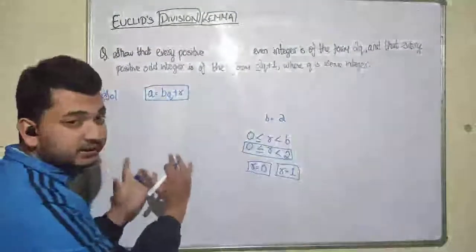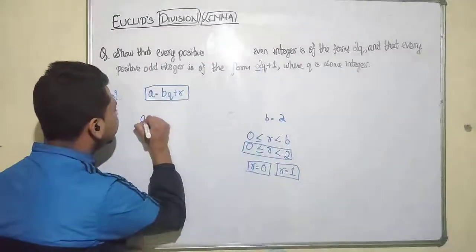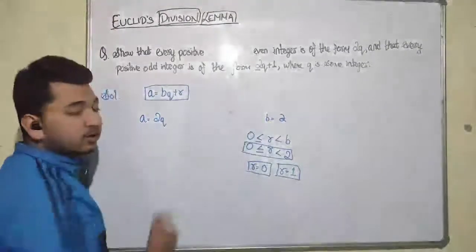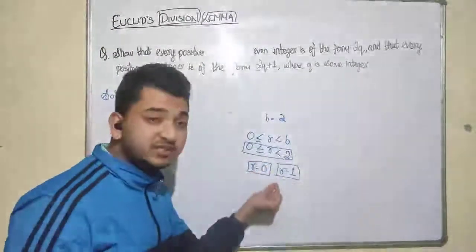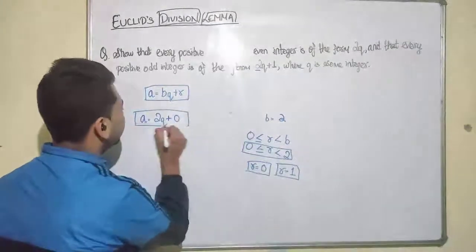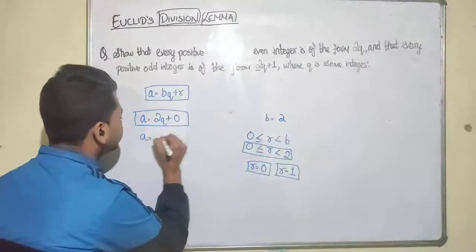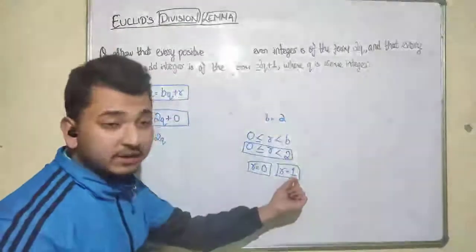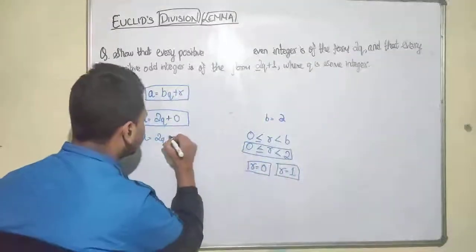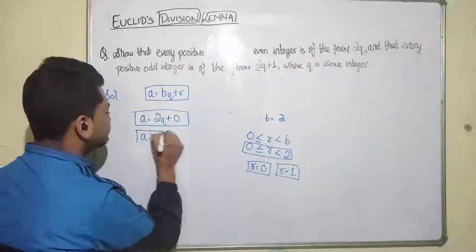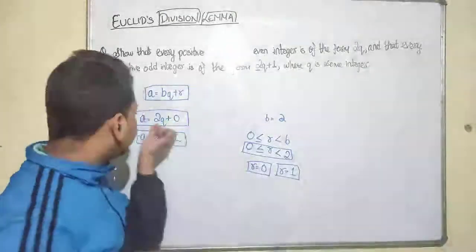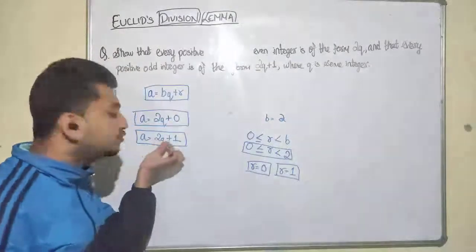So for now here we will write a is equals to bq plus r. In place of b we have 2. So 2q, the first r can be 0, so plus 0. And another thing is a is equals to 2q and r can also be 1. In place of r we first put 0, then we can also put 1, right? So plus 1. So we have two options: a is equals to 2q plus 0 and also a is equals to 2q plus 1.